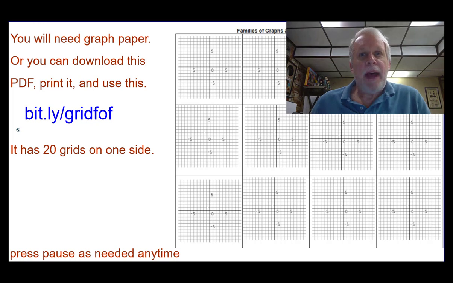If you don't have graph paper, you can download this PDF at this website, which can be printed with 20 grids on each side.